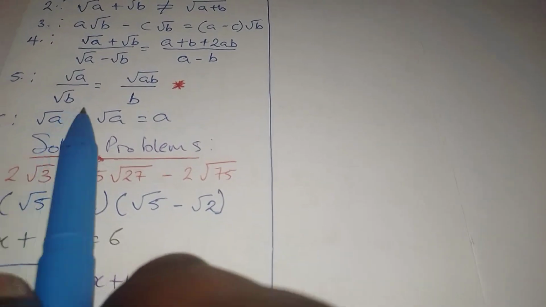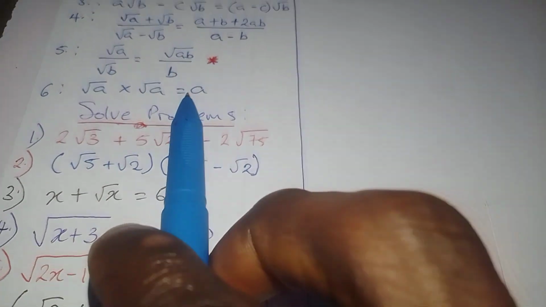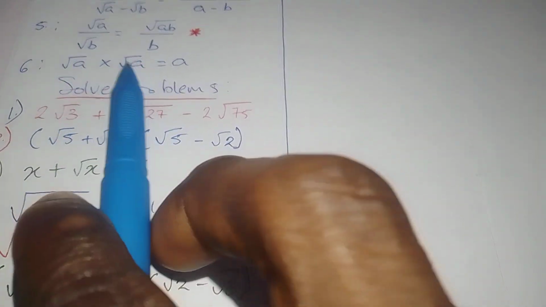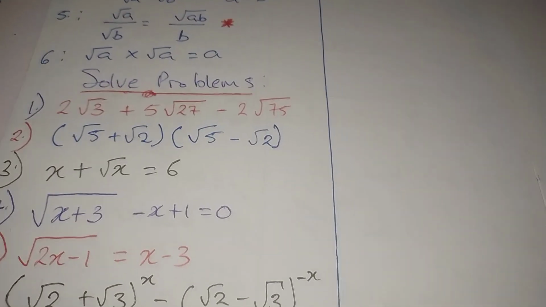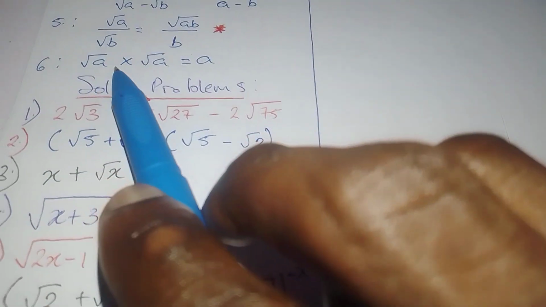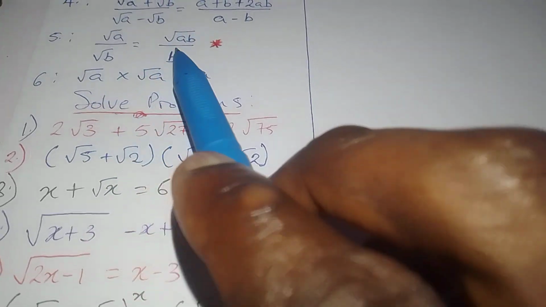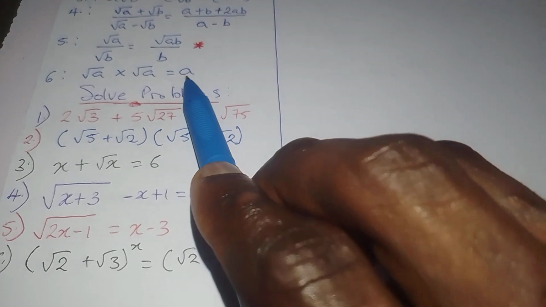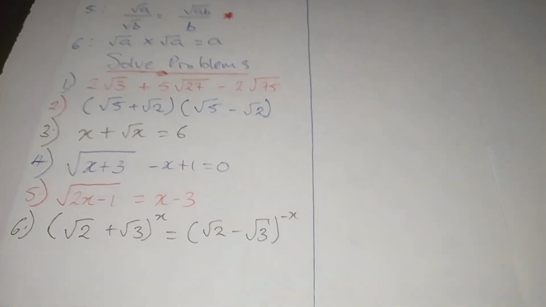We'll solve more questions on this, and I'm going to explain it better. And the last part: the square root of a times the square root of a equals a, which means that whenever you multiply roots of the same number together, you get just one of it. The square root of a times the square root of a means the square root of a squared, we cancel the square and the root, and you are finally left with ordinary a. Now let's move to problem solving.